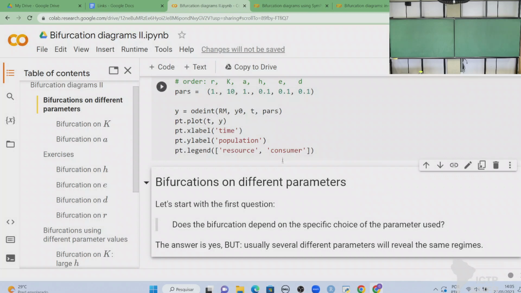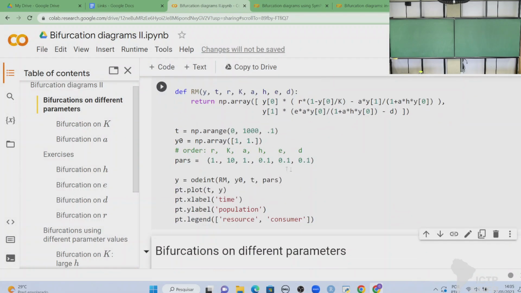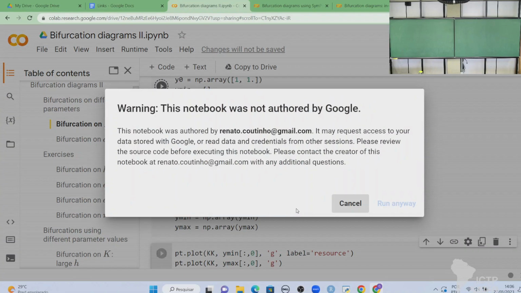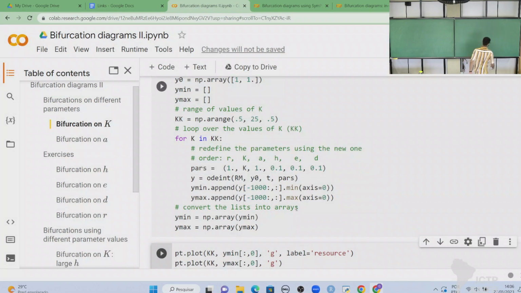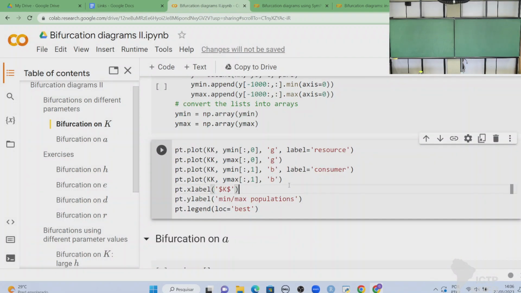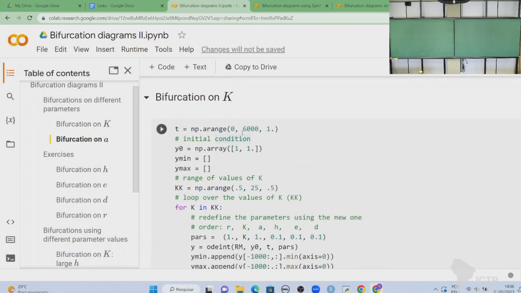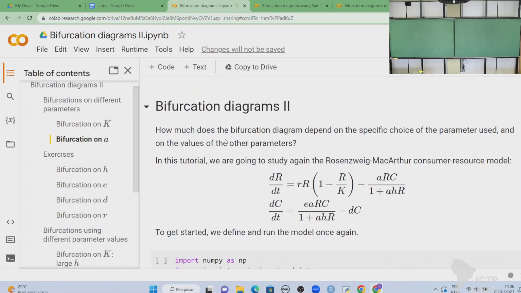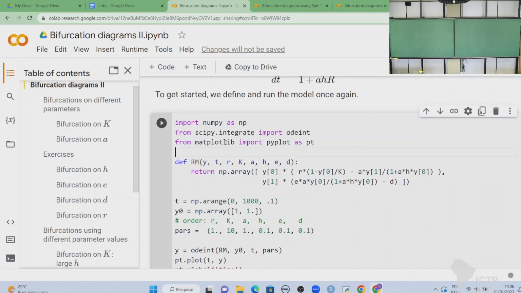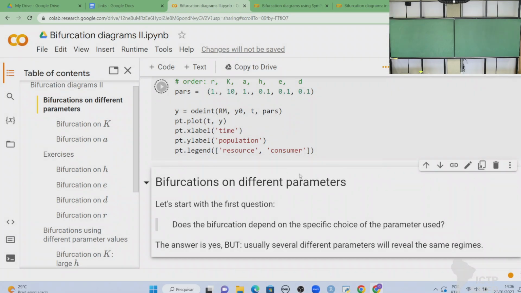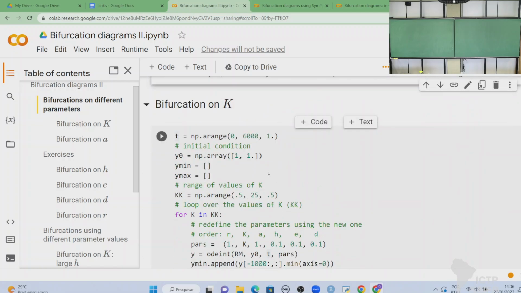Yeah, so we had this first plot here, and we had this bifurcation diagram on the carrying capacity. Let me plot this one here. Okay, it will take some time. When I hit enter, it cancels. Okay, it wasn't running anything at all, right?